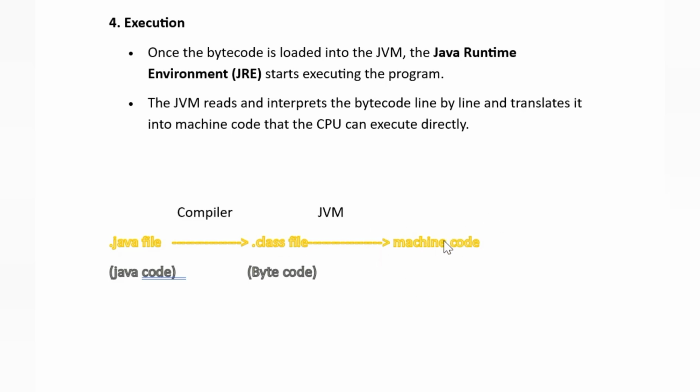This machine code is in the form of zeros and ones. The computer can understand it, so that the CPU can execute the Java program completely. So this is how a Java code works.